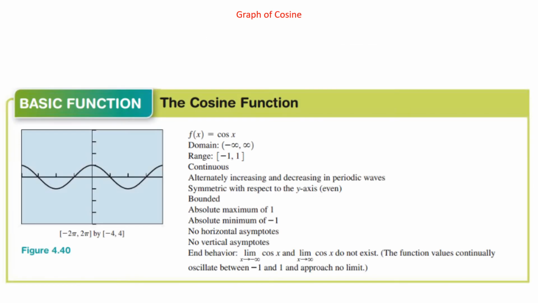So the cosine function is almost identical to the sine function in all of these. The domain, negative infinity to infinity, range is -1 to 1. It's continuous. It's going in waves, just like sine. It's bounded between -1 and 1. No asymptotes and no end behavior, just like the sine. And we're going to see on this next slide why those two are so similar.